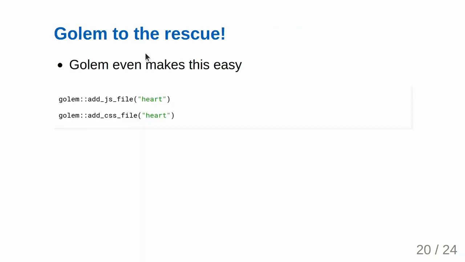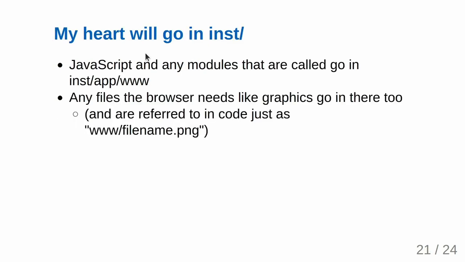Golem, I have to mention Golem. I can't believe I'm talking about Golem with Colin in the room, but I'm just going to go with it. I absolutely love Golem. It's made me a better Shiny programmer. It makes it very easy. Just run add JS file, add CSS file, and they just appear in your RStudio session, plonk your code in, and off you go. Simple. None of this stuff could be easier, really.